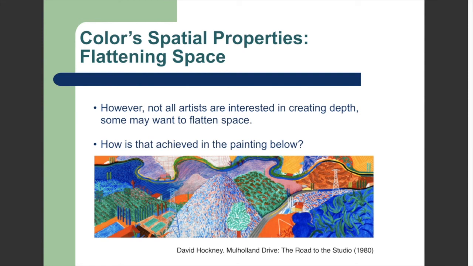Okay, but not all artists are interested in creating depth. Some are trying to flatten space. And in this case, the artist could place things in the front that are cool and things in the back that are warm, and so flatten it out. And that's what David Hockney does in this design. Something in the back that's warm comes forward. Something in the front that's cool pushes back. It helps to flatten all this out.